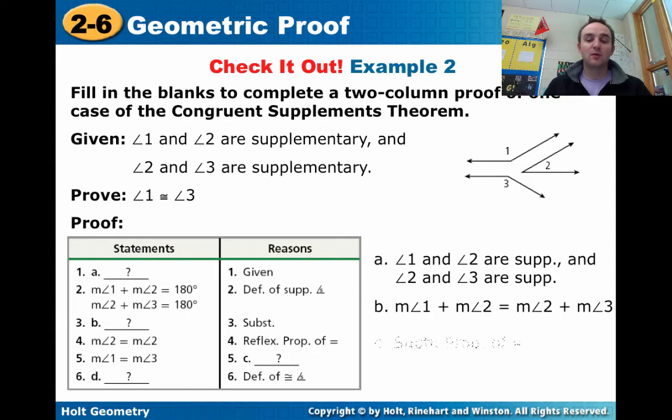Why can we say that 1 is equal to 3? Well, that's our subtraction property. Because if you look at our step 3 here, we have 1 plus 2 is equal to 2 plus 3. Well, if we subtract 2 from both sides, we're left with measure of 1 is equal to measure of 3. So if 1 is equal to 3, now we can go from equal to congruent. That's the definition of congruent angles, to say 1 is congruent to 3.